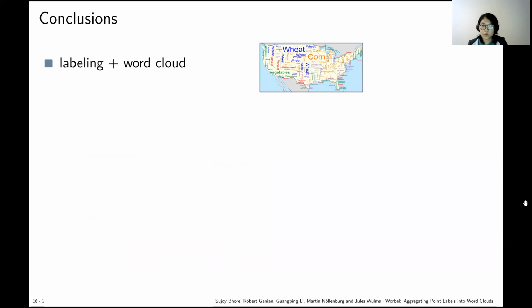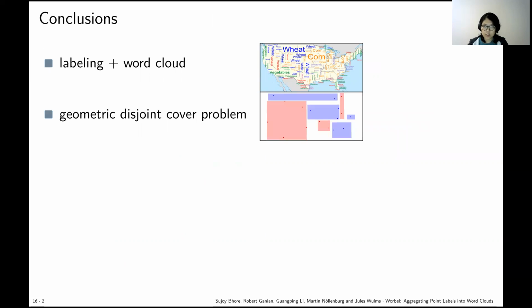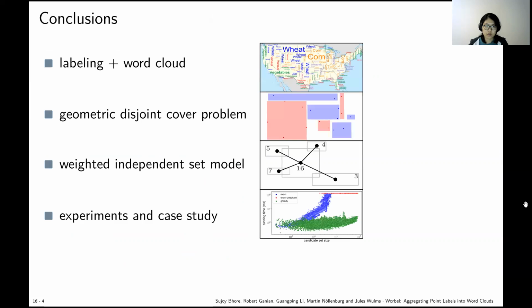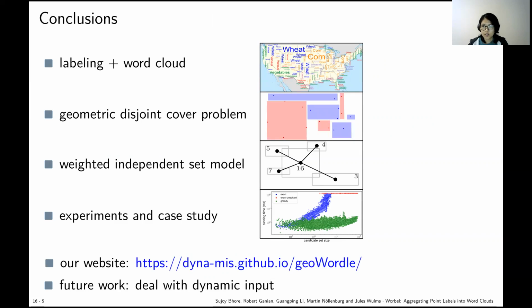Motivated by labeling with information aggregation, we proposed a new geographical visualization combining labeling and word cloud. We also studied its theoretical geometric problem, and we modeled it into a weighted independent set problem. We did experiments and did a case study with real world data. For further information and open source code, please check our website.